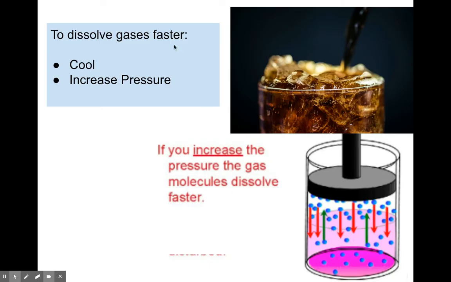For gases, it's the opposite. Gases, in order to keep those bubbles moving slow enough to stay in the solution, you want to cool them and increase the pressure. So keep it nice and icy and keep that lid on. You can see how the pressure is pushing the gas particles to stay in the solution.